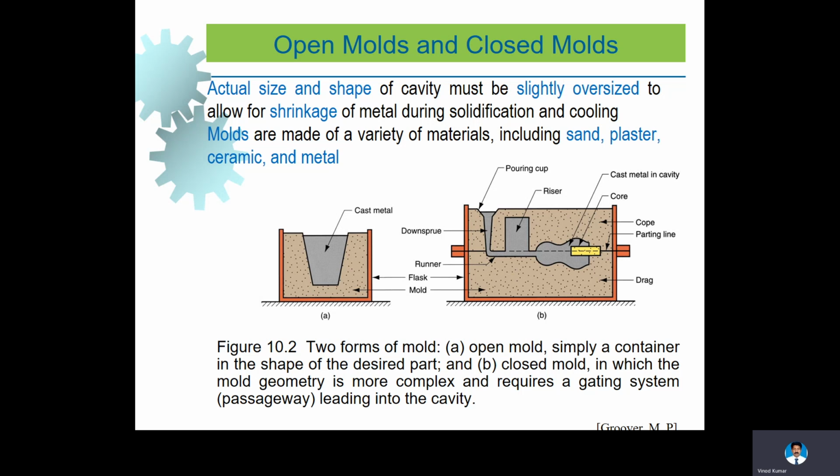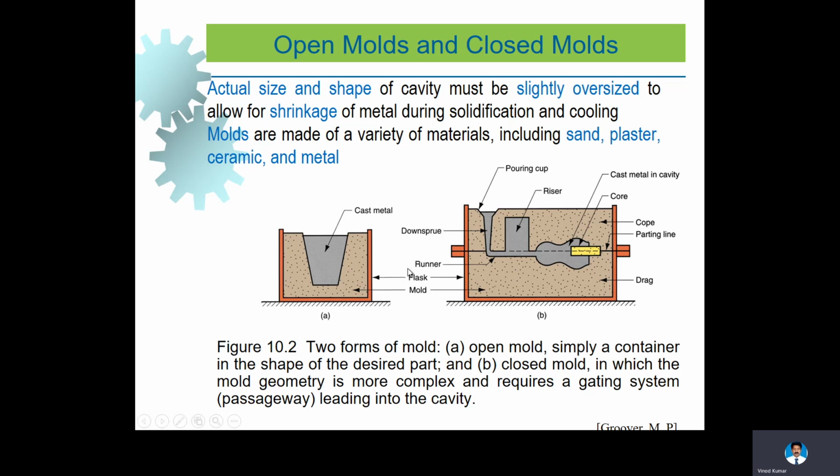Now, in general, whenever we use the word casting, the first name that comes to our mind is sand casting, which started in old times, and we still continue this method. In the sand casting process, we use sand to produce a mold, and this mold is used for producing the castings.